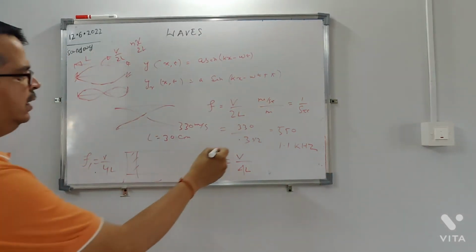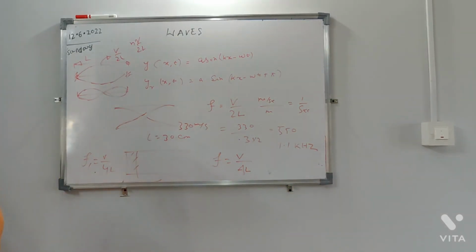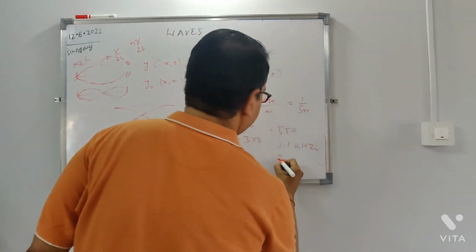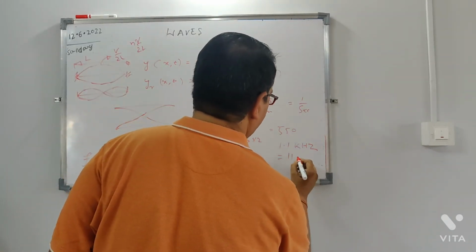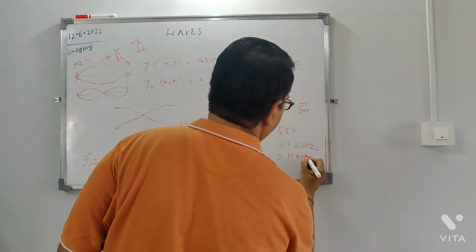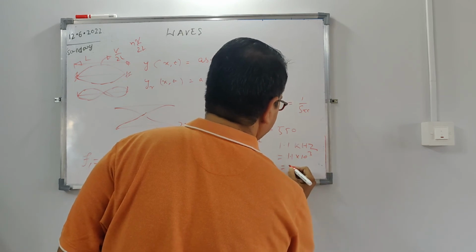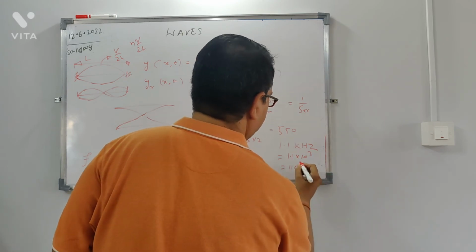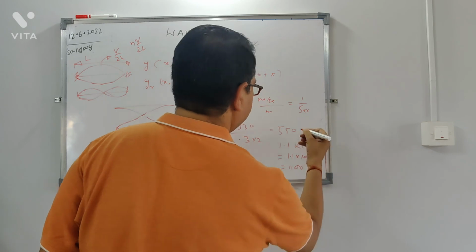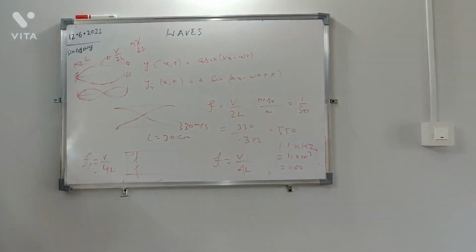So 550 into 2 is 1100. This is nothing but 1.1 into 10 to the power 3, right? So this is 1100. Into 2, the second harmonic will cause the resonance. You might have done your experiments, right? It's there in wave optics. It is similar.